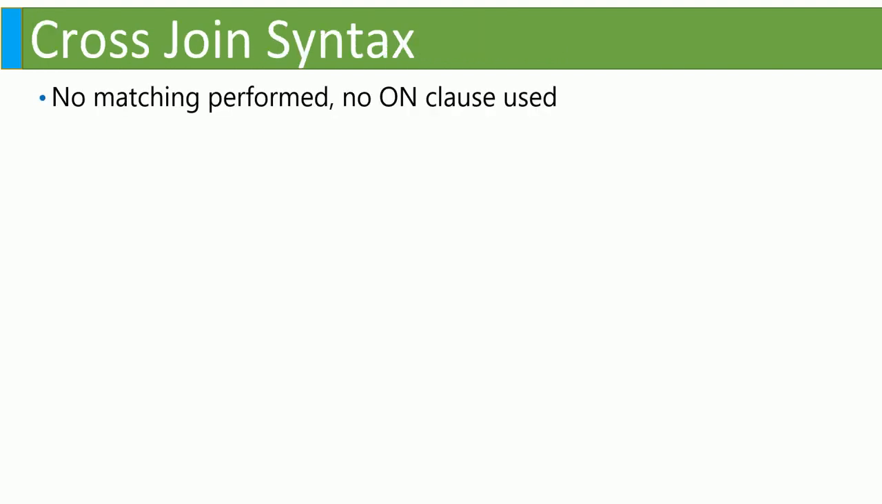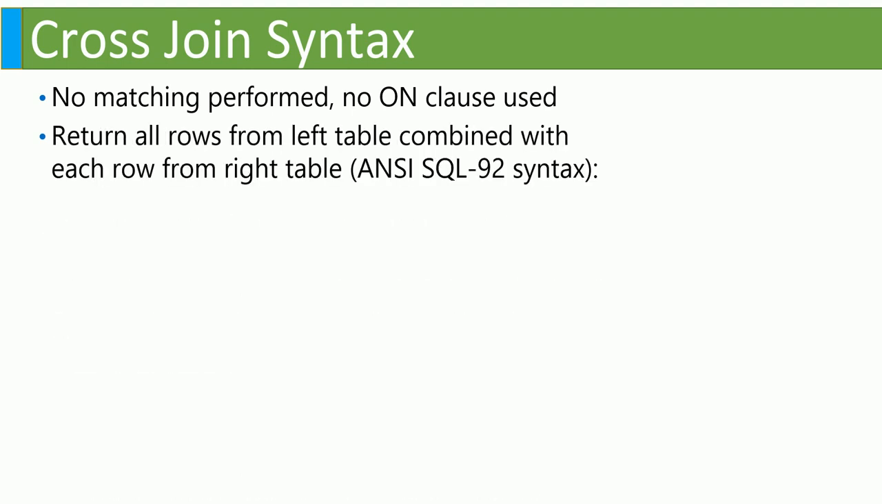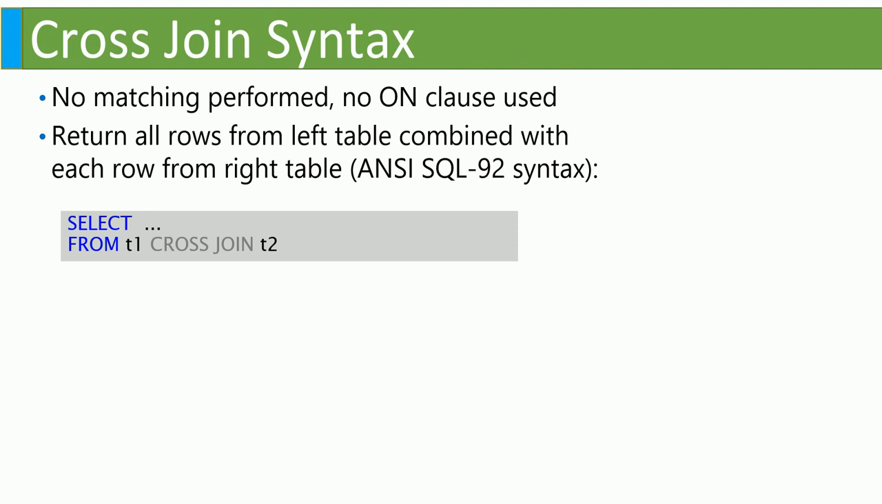And now here is the syntax for how you can write the cross joining of tables. No matching is performed, no ON clause is used. So how you can write it: return all rows from the left table combined with each row in the right table, this is the SQL-92 syntax. So this is the syntax: select from t1 cross join t2, and the dot dot dot is for your column names, whatever data you require to print there.